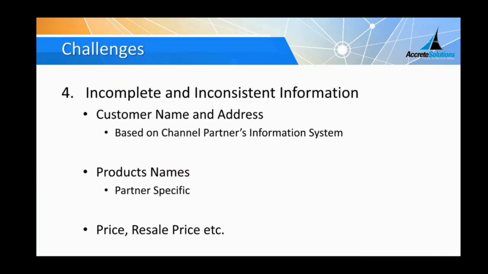And more importantly, another big challenge is you usually have incomplete and inconsistent information in the point of sales or inventory data that you get from the channel partners. For example, the customer name and address, like in the POs you have bill to and ship to, so that can be based on the channel partner's information system, right?